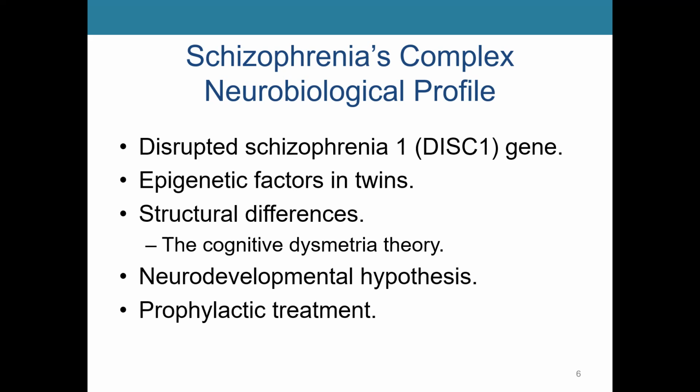The cognitive dysmetria theory refers to dysfunctions in connectivity between the thalamus and the cerebellum, and the thalamus and the cerebral cortex as contributing to abnormal sensory processing, timing functions, and error processing, which may lead to many of the symptoms and cognitive disturbances.